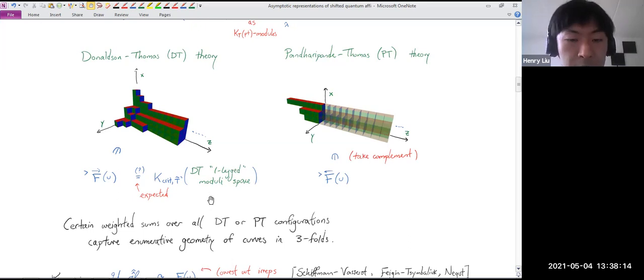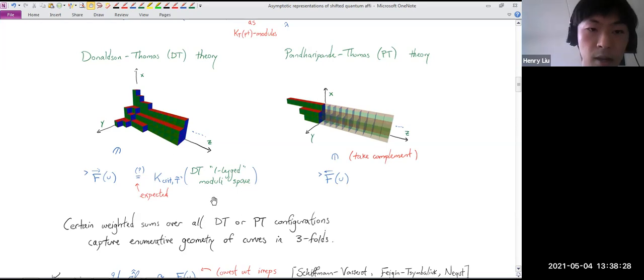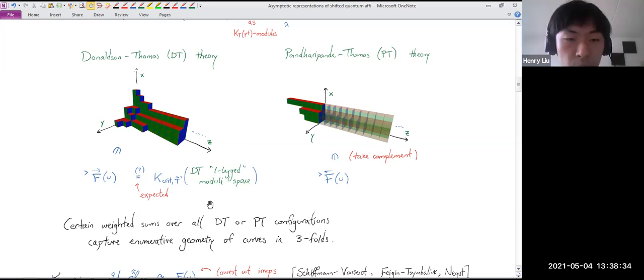And these huge power series will capture something about the enumerative geometry of curves inside three-folds. In fact, they capture almost everything of interest. And so it's highly desirable to gain some kind of control, maybe representation theoretic control, over these power series, which count these DT or PT representations.